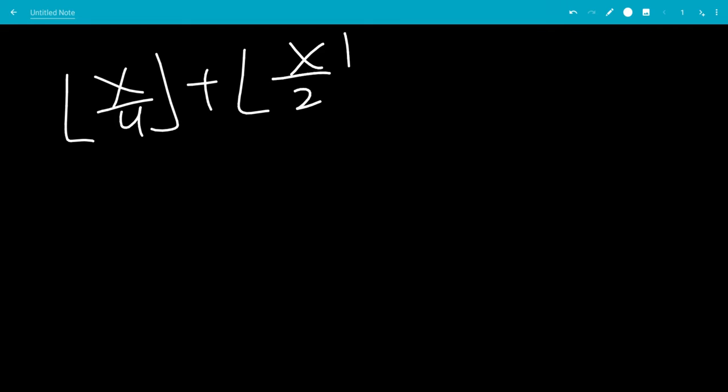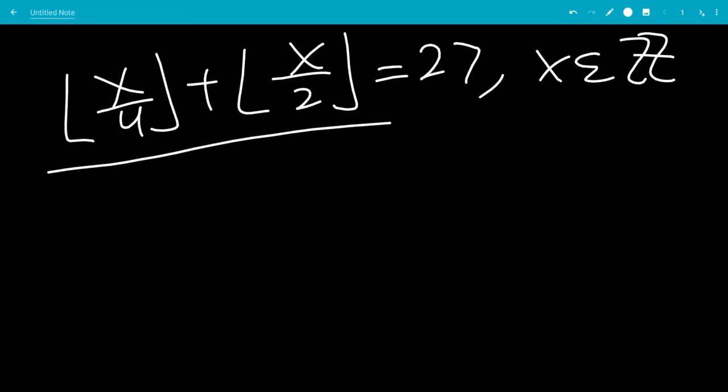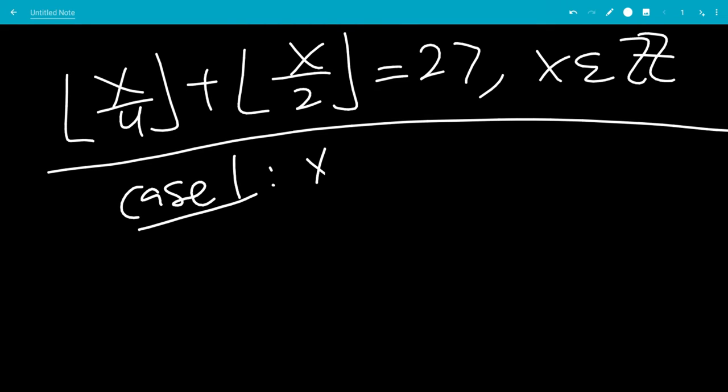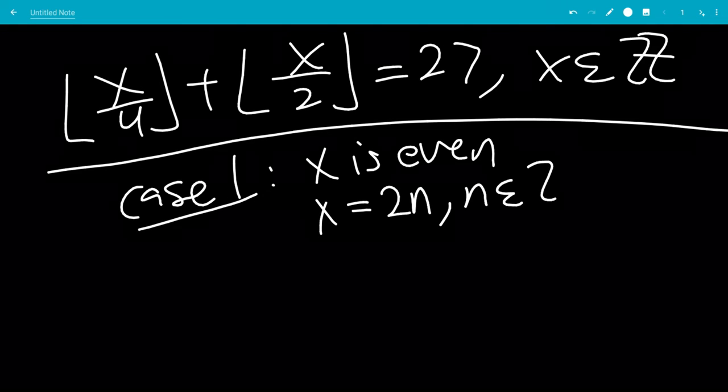In this video, we're going to solve the equation floor of x over 4 plus the floor of x over 2 equals 27 for x being an integer. So if x is an integer, we have two cases. Case 1 is x is even. It makes x equal 2 times n, where n is an integer.